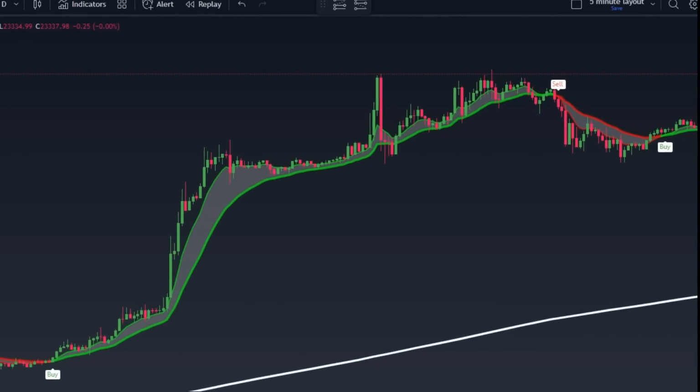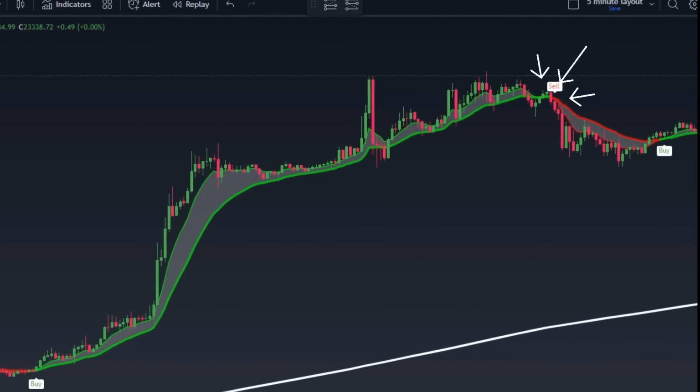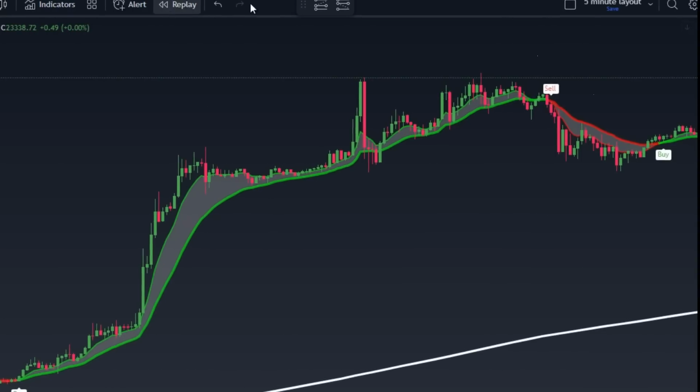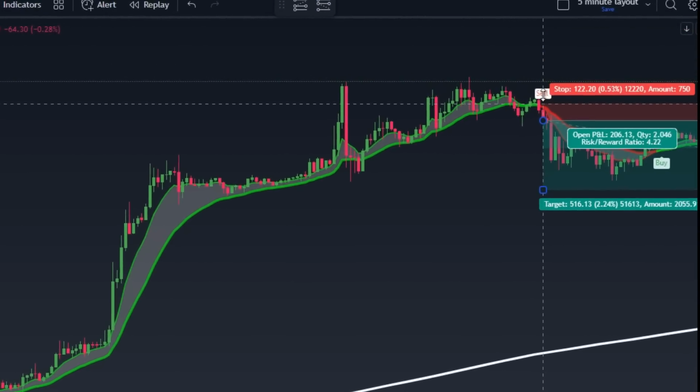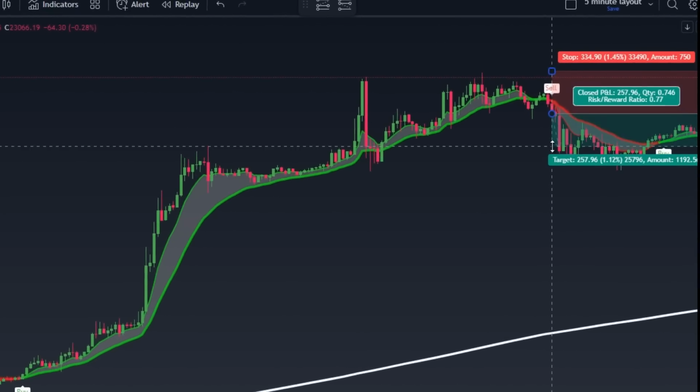Now to enter short, we can simply follow this sell signal and place our entry with the stop loss above the recent swing high. But there is a problem with this entry. You can easily spot it.